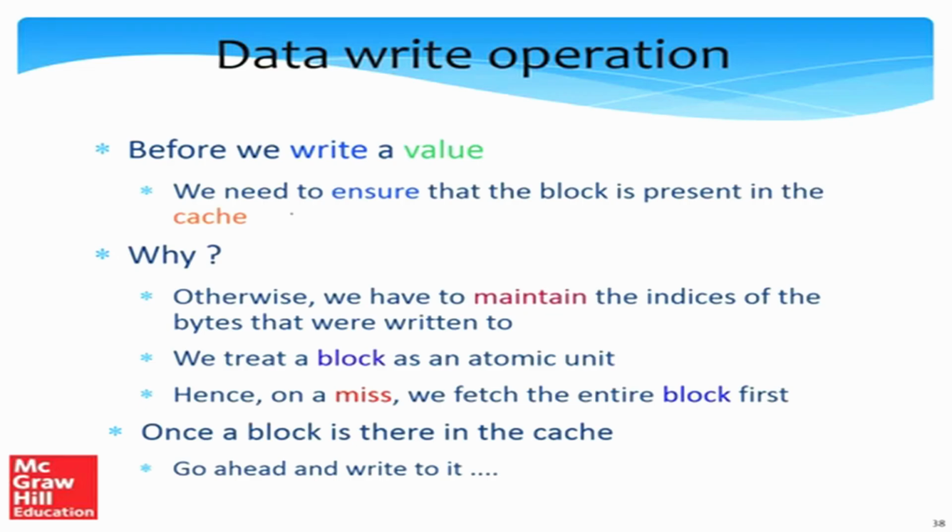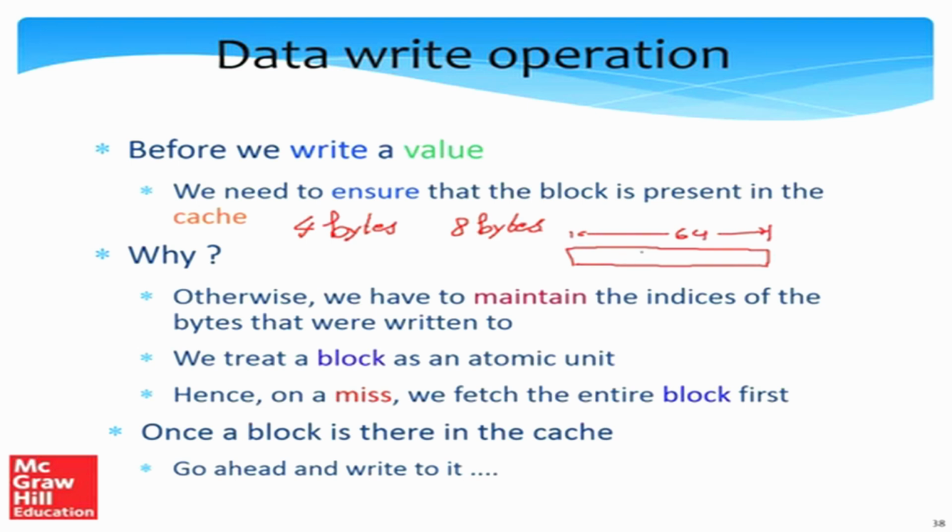The problem is that most of the time you're either writing 4 bytes if it's an int, or 8 bytes if it's a long int or a double. But how large is a block? A block can be 32 or 64 bytes. And since we are treating a block as an indivisible unit, if we just replace this part of the block with new data, we'll have to remember this somewhere. Maybe after this, we can have another write operation which will write to this part.